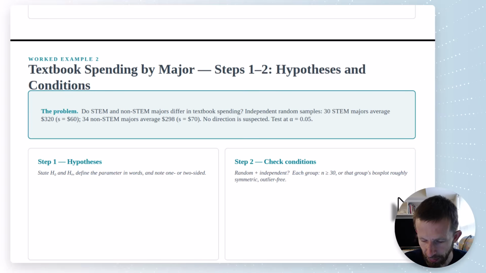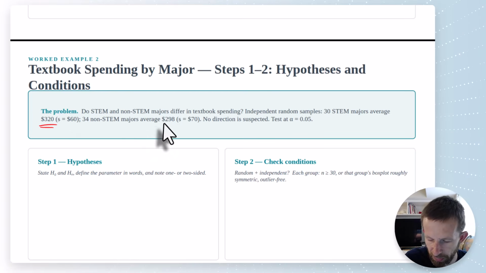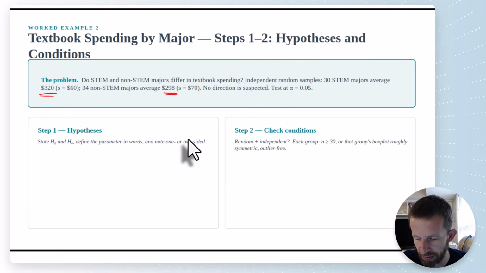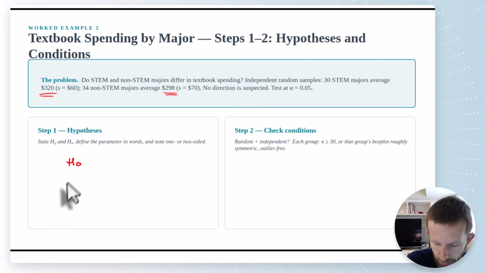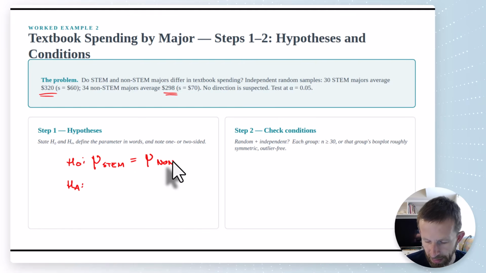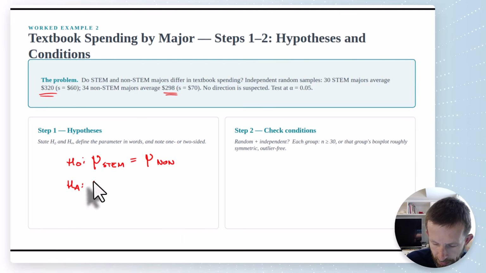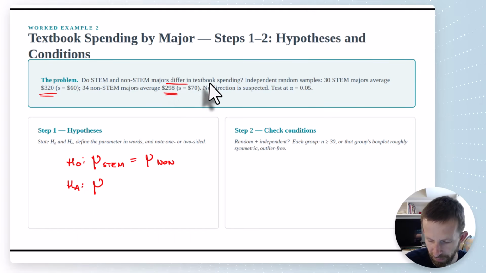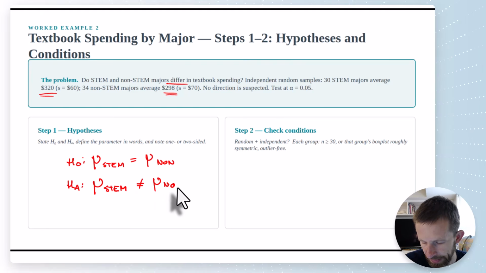Textbook spending by major. Do STEM and non-STEM majors differ in textbook spending? Independent random samples, 30 STEM majors, 34 non-STEM majors. One averaged 320, the other one averaged 298. No direction is suspected. All right, so H0, HA. We have the average of STEM, we're going to assume it's the average of non-STEM, and we want to know if they differ. So the average of STEM is not equal to the average of non-STEM.